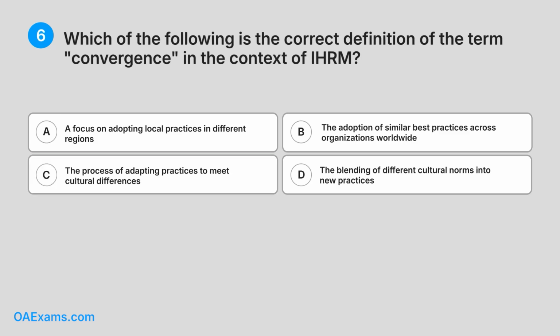6. Which of the following is the correct definition of the term convergence in the context of IHRM? A. A focus on adopting local practices in different regions. B. The adoption of similar best practices across organizations worldwide. C. The process of adapting practices to meet cultural differences. D. The blending of different cultural norms into new practices. Can you guess the answer?